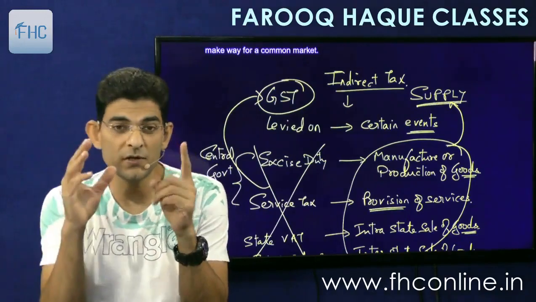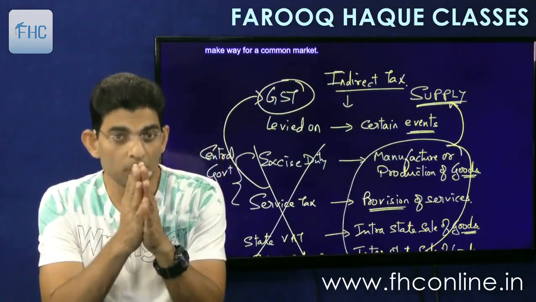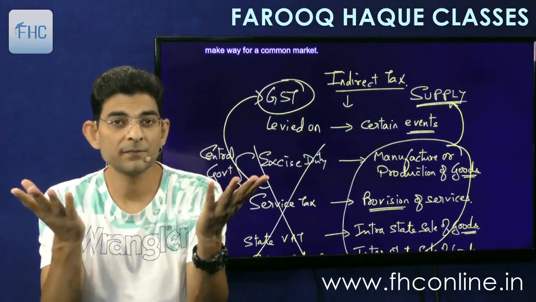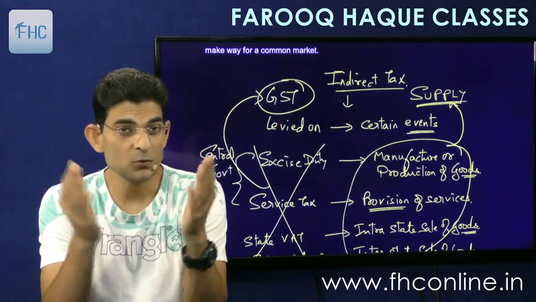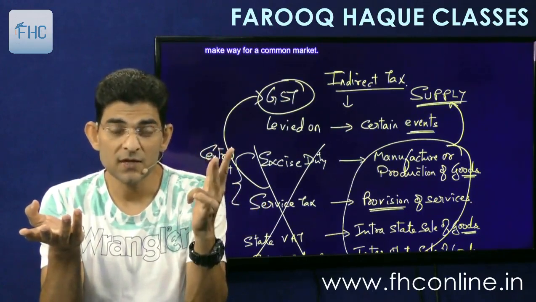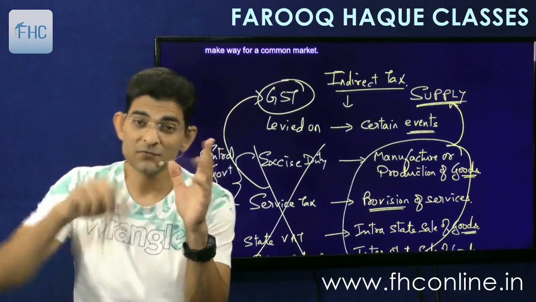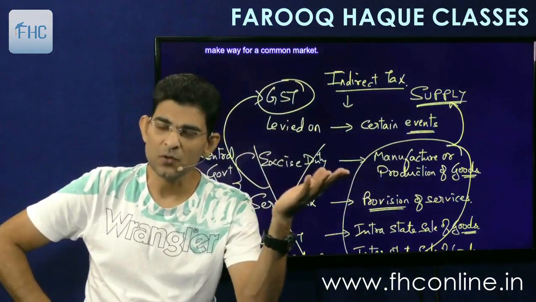So now we'll only call it a supply of goods or supply of service, or both taken together. So GST applies to both, as the name itself suggests, goods and service tax. So it is on supply. What is the event of taxation? Remember this, we'll study it in detail in chapters to come.